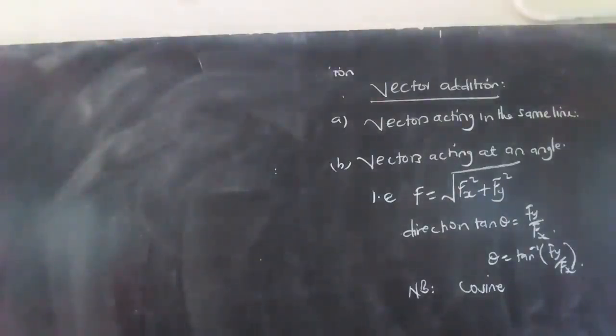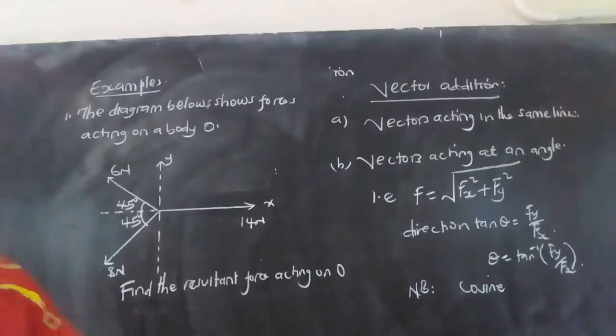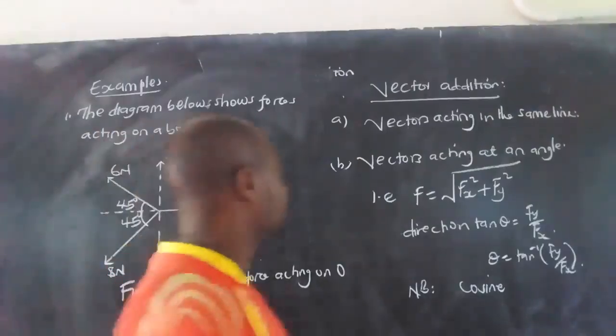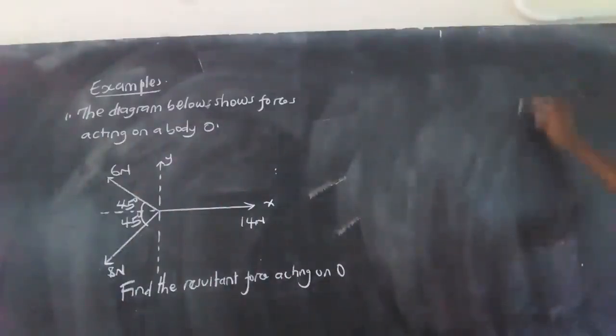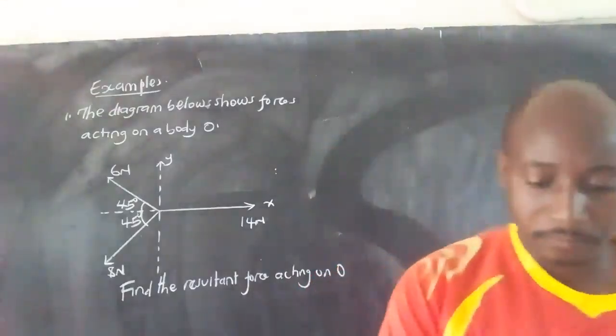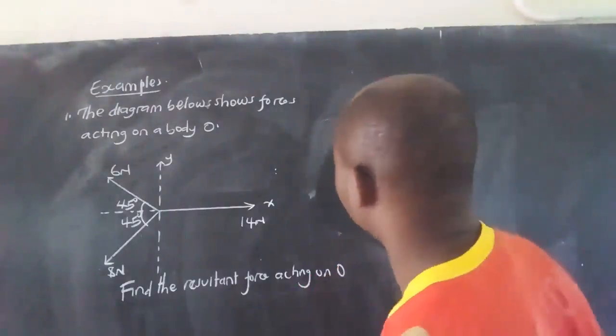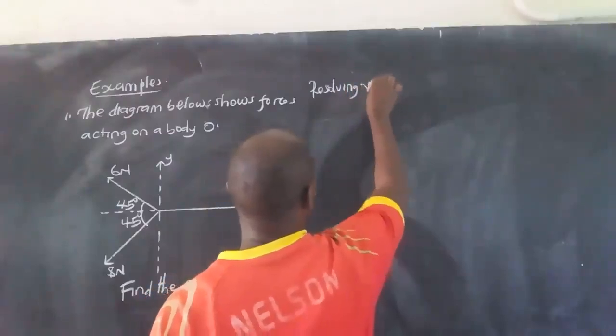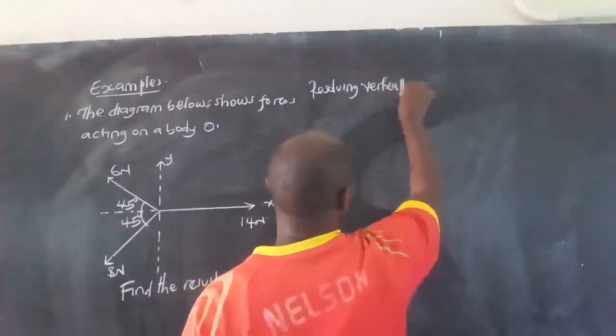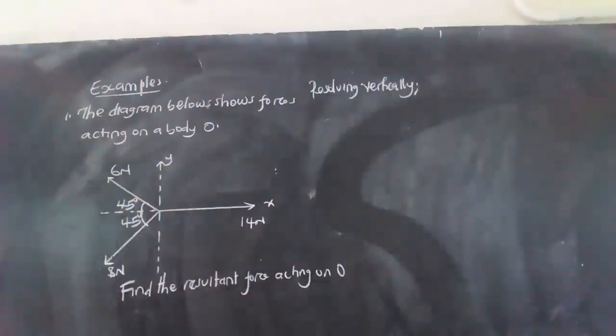Now, let's look at the first example. This is the question. They are telling us that the diagram below shows forces acting on a particle, find the resultant force. So resolving vertically, we want to get the components of these forces in the vertical direction. So vertically we use sine.